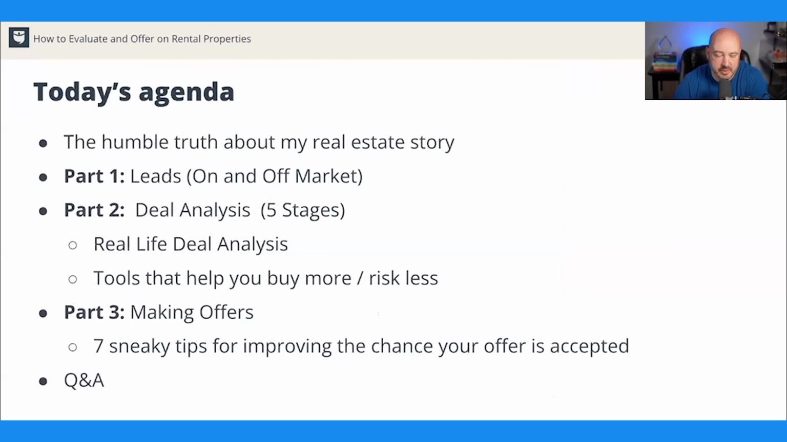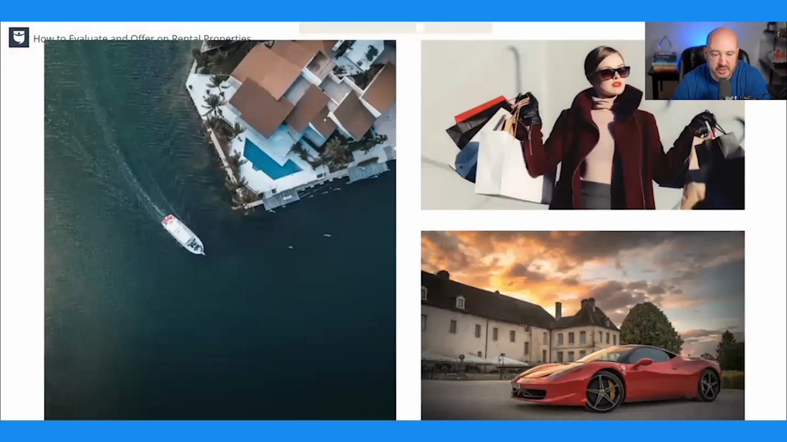Here's our agenda. We're going to start with the humble truth about my own real estate story. Then we're going to get into leads on and off market. Then we're going to go into analysis, how you analyze deals, a real life one. We're going to do it together. And then tools that will help you buy more with less risk. Then we're going to get into part 3, which is making offers. That's where you'll get the 7 sneaky tips for improving your chance of your offer being accepted, and then some Q&A.